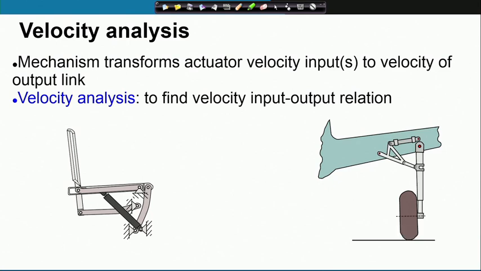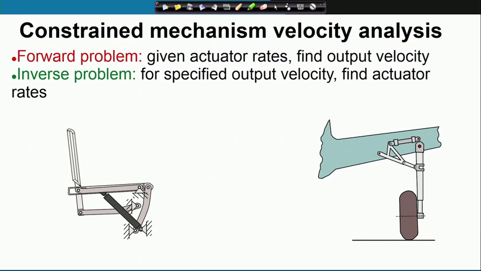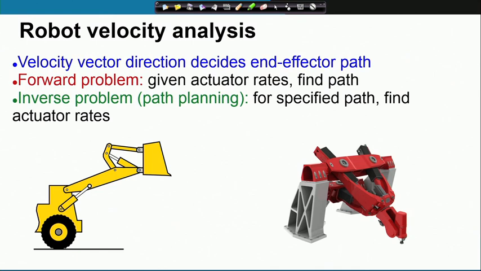We are aware of the velocity analysis problem, which is to find out the input output velocity relations, that means between the actuators and the outputs, which is the end effector or the output link. We have these two problems, forward and inverse. Given the actuator rates, finding out the output velocity is the forward problem, and given the desired output velocity, finding out the actuator rates is the inverse problem. In the case of robots, we have defined the problem of velocity analysis and its complexity. This is intimately related with the path planning or path generation problem in case of robots, which we are going to look at in subsequent lectures.